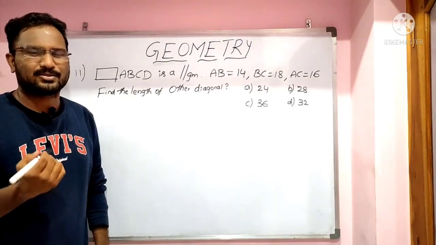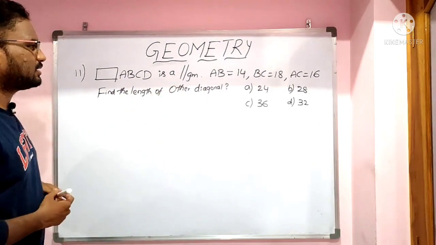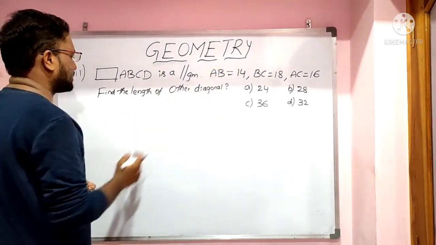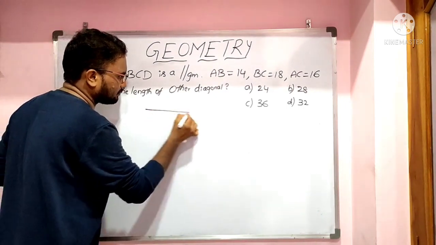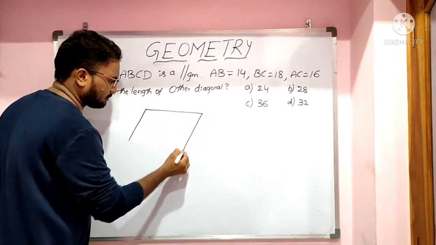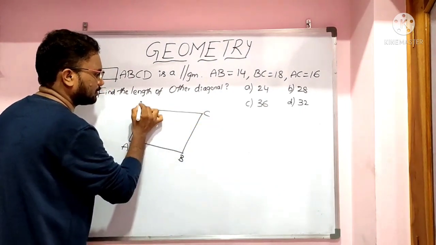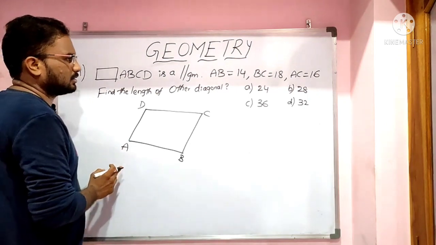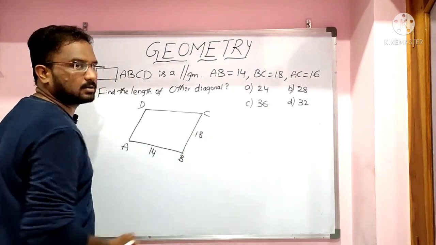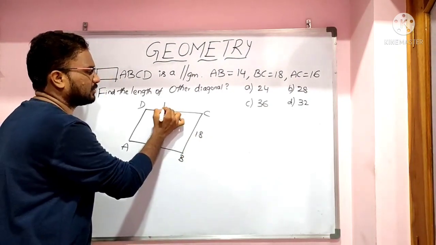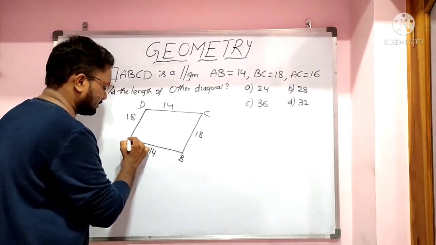Next problem. ABCD is a parallelogram, and AB equals 14, BC equals 18, AC equals 16. Find the length of the other diagonal. So let's draw a parallelogram, A, B, C, D. AB equals 14, and BC equals 18. In a parallelogram, opposite sides are equal, so this will be 14 and this will be 18. He is given one diagonal AC, and AC length is 16.